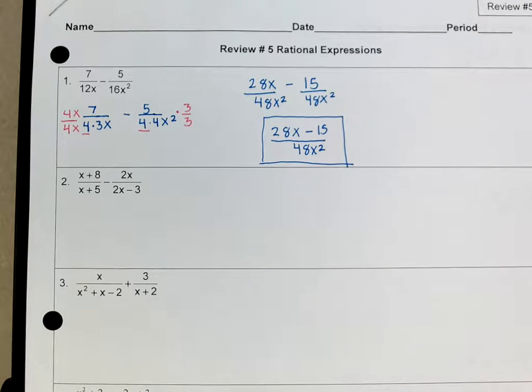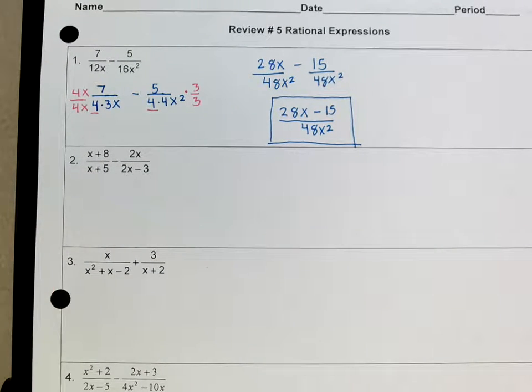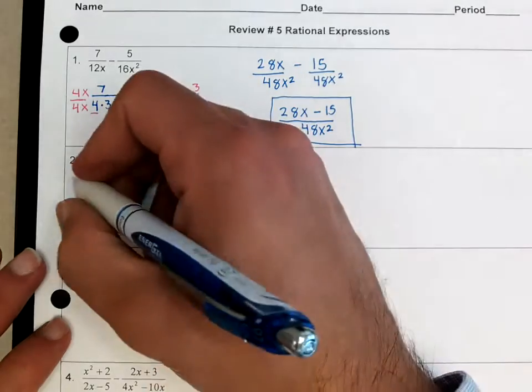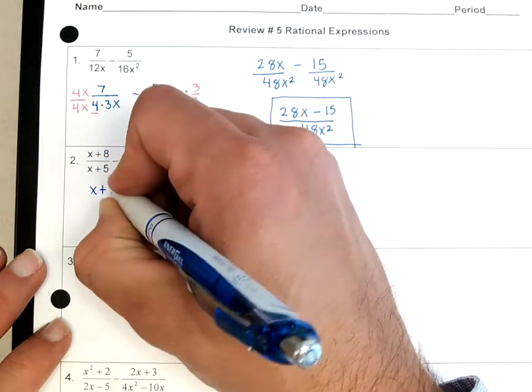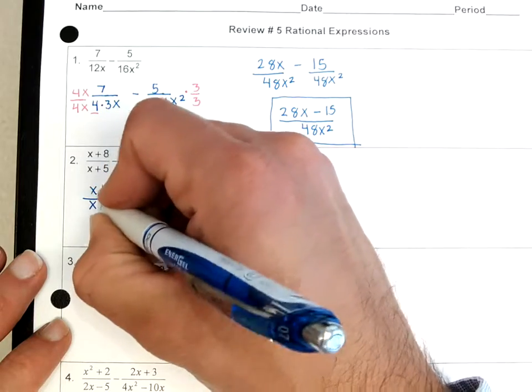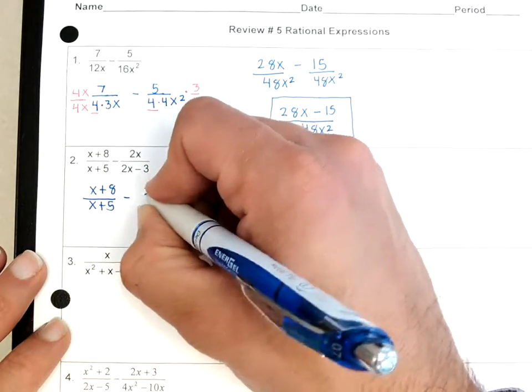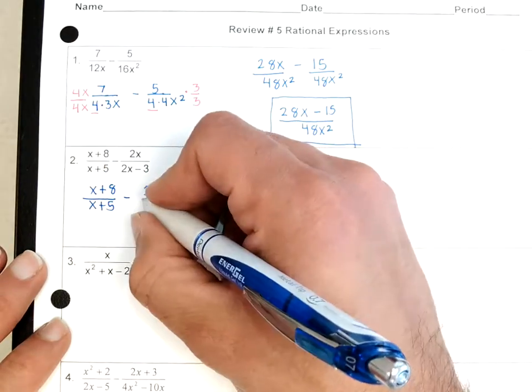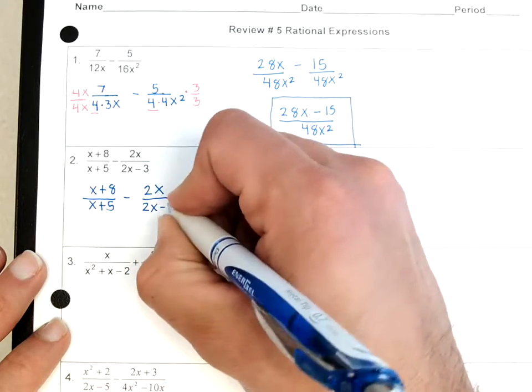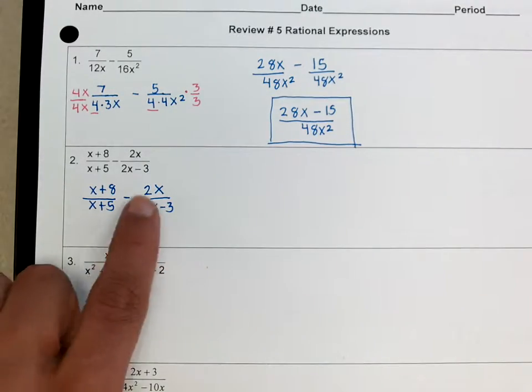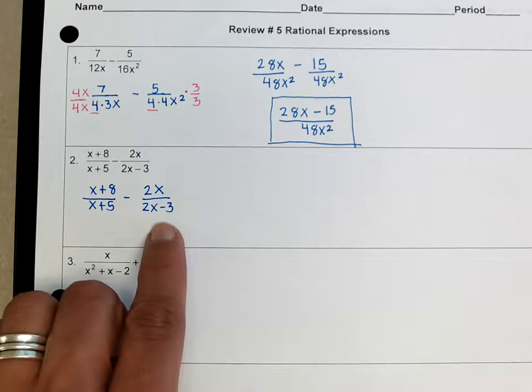Okay. Now let's go to a problem. I'll get you started on number 2. I won't do it all, but I'll get you started. Alright, so notice that I'm just going to rewrite this so I can make it look cleaner. And notice I cannot factor x plus 5 and I cannot factor 2x minus 3.